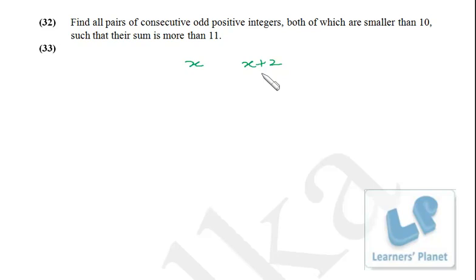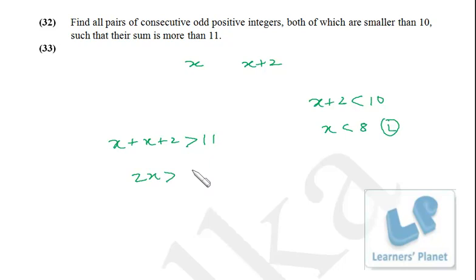Both of which are smaller than 10. That means x plus 2 is smaller than 10. That means x is smaller than 8. This is the first condition. Second thing, their sum is more than 11. That means x plus x plus 2 is more than 11. That means 2x is greater than 9. That means x is greater than 9 by 2, or we can say 4.5. So we got two relations, one is this and the other is this.